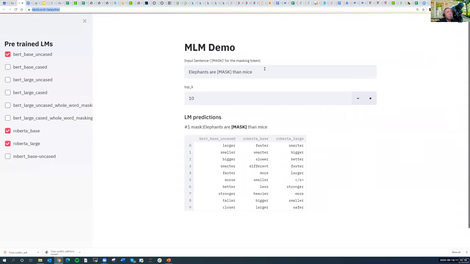So I'm gonna input a sentence and try to see what the prediction of this model is on this data. So here is one sentence. Elephants are something than mice. And I wanna see what does the model predict as a way to complete the sentence and fill this mask? So let's just focus now on bigger and smaller. The model gives me 10 options here. So this model, for example, tells me that bigger is more likely than smaller. You can see this. Bigger is the second here, smaller is the second from the last. So elephants are more likely to be bigger than smaller.